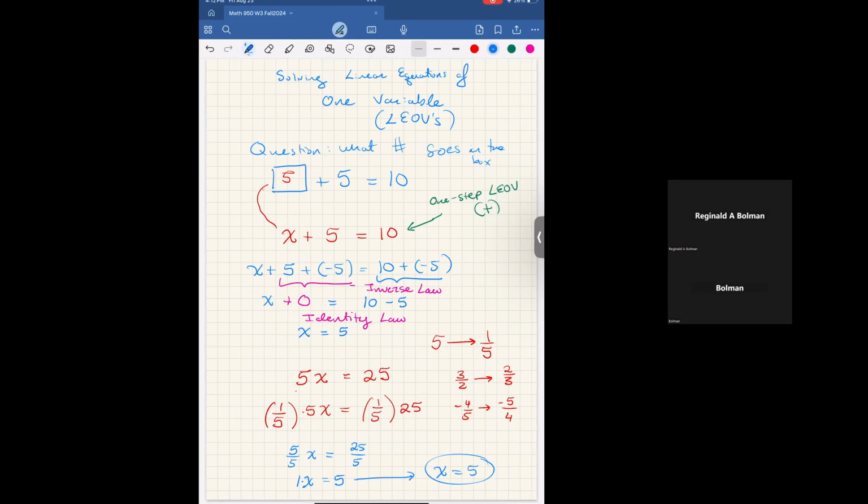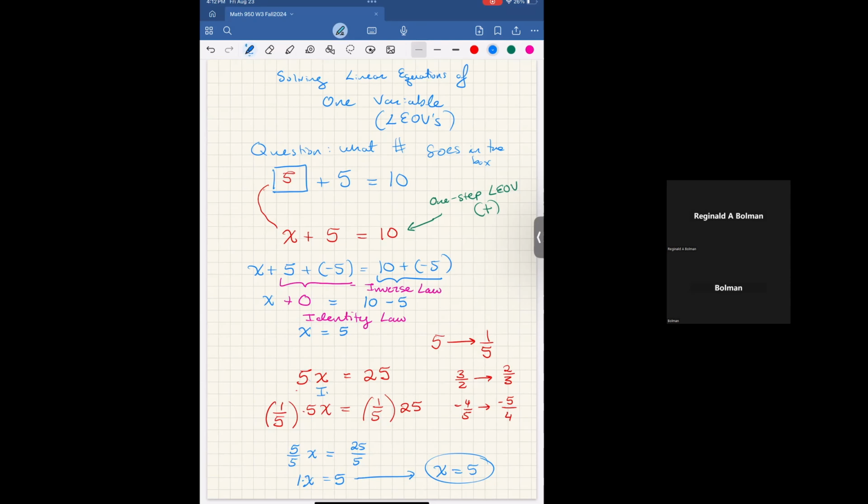Just to review, you went from your original equation using the multiplicative equivalence property, multiply on both sides with the multiplicative inverse of the number that's in front of your x. That is the inverse law step of your problem.